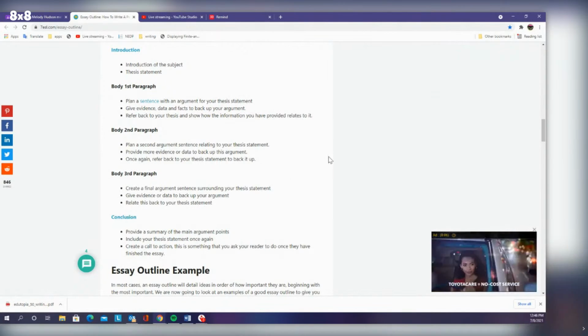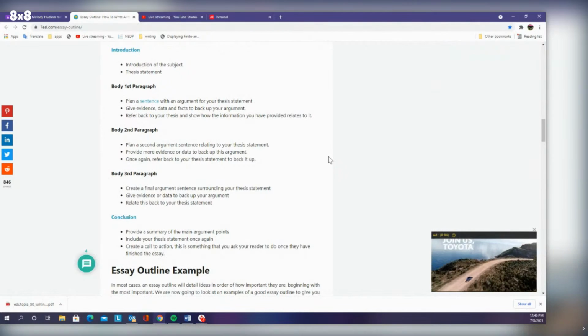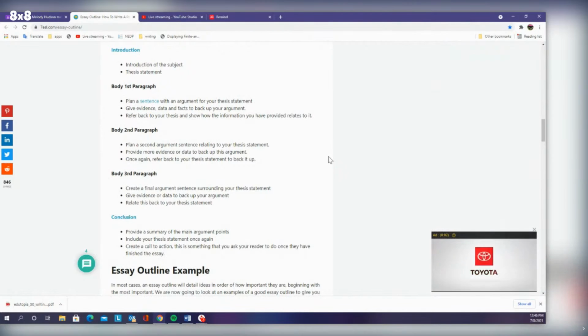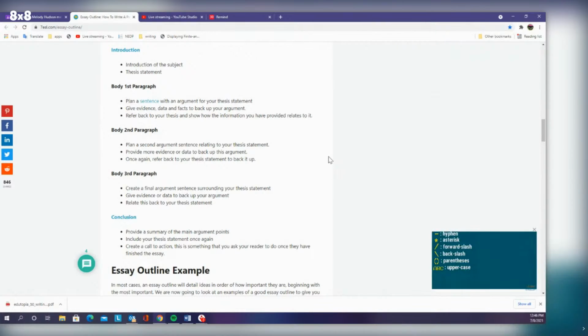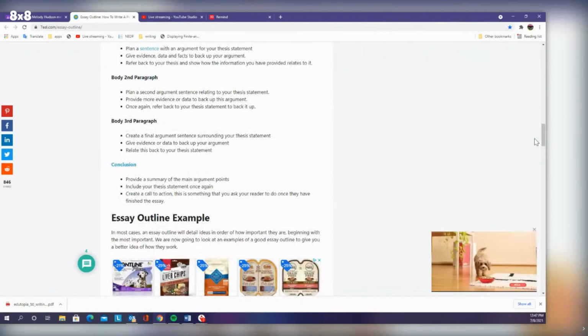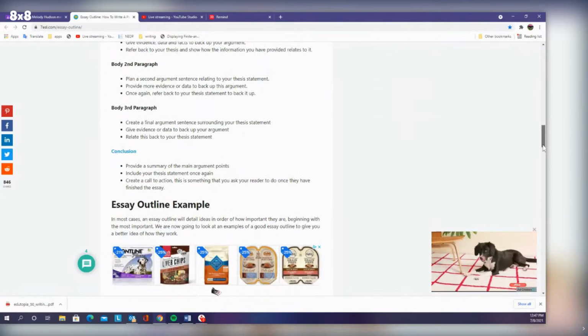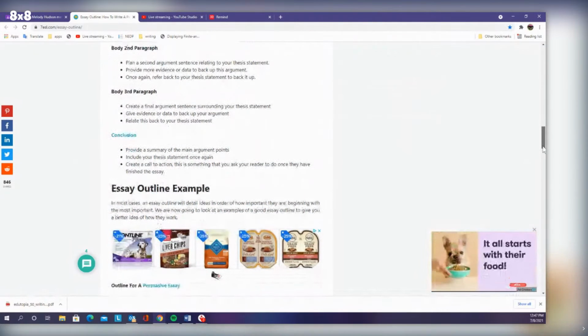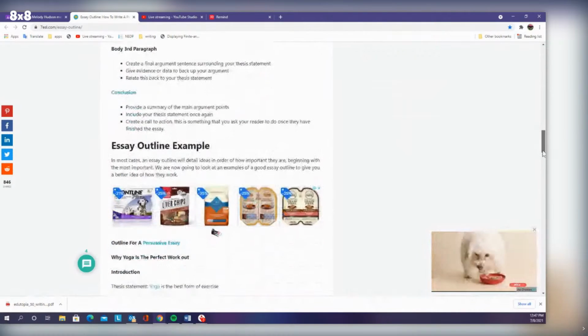And then finally, in your conclusion, you summarize your main argument points. You're saying your thesis statement again. Again, we want to not have to wonder what it is because you've said it and you said it again. And then finally, what makes your paper interesting is that you give the reader something to do once they finished your essay. You want them to side with your opinion? You want them to do more research? You want them to be as entertained and delighted as you are?